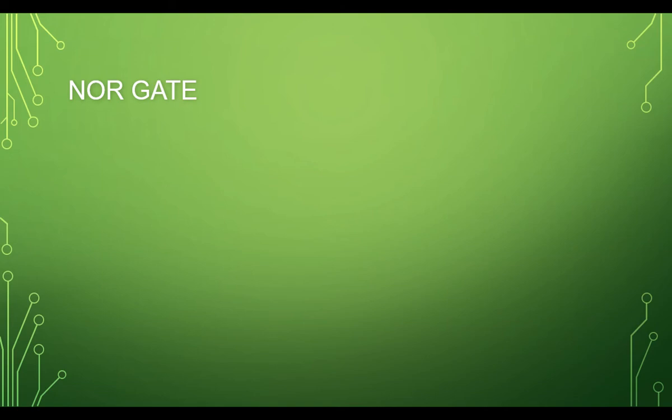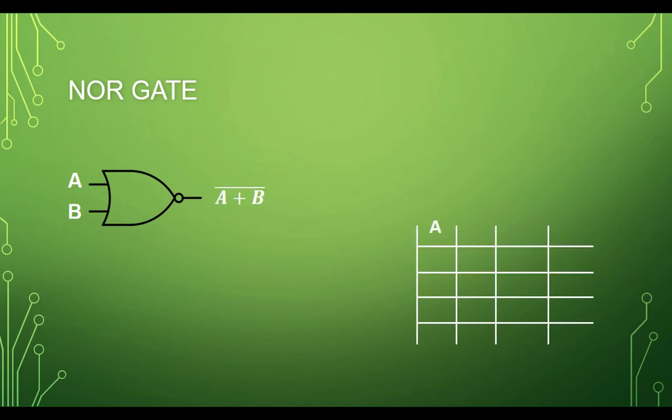So the next gate is the NOR gate. The NOR gate has this form. It has two inputs, A and B, and produces one output. Let's assume that the first input for A is 0 and B is also 0. So we get a result of 0. And then we negate the A plus B, this becomes 1.